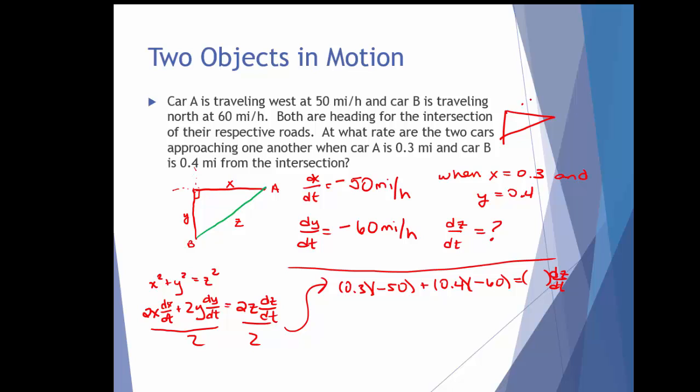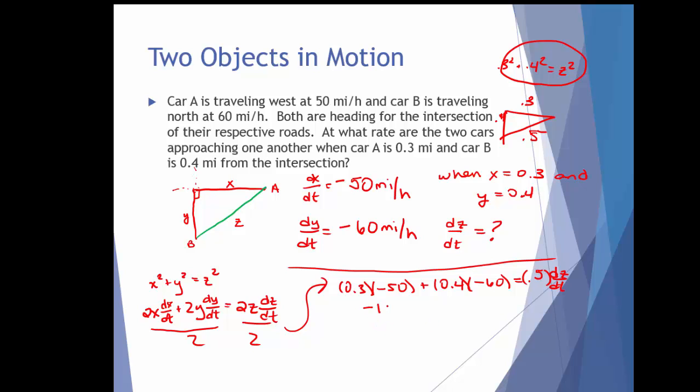So we know that x is 0.3, y is 0.4. You can then calculate z by looking at 0.3 squared plus 0.4 squared equals z squared. That is one way to do it. Or if you remember your 3, 4, 5 triangles, if one leg is 0.3, the other is 0.4, the hypotenuse must be 0.5. If you don't know 3, 4, 5 triangles, that's fine. Just solve this for z and you should get 0.5. So z is 0.5, and then we just solve for dz dt.